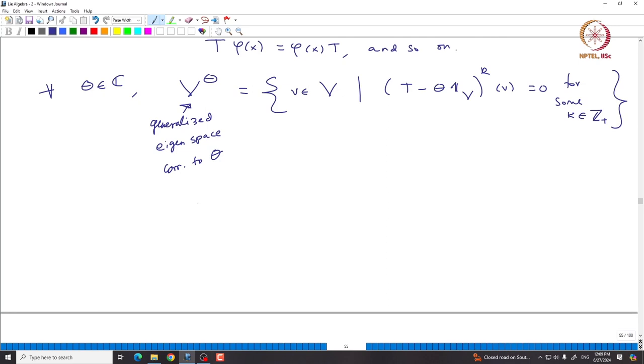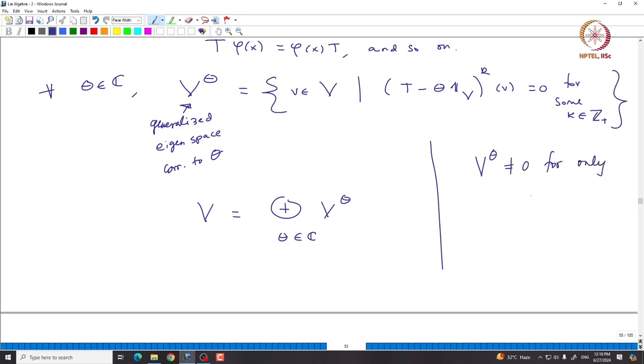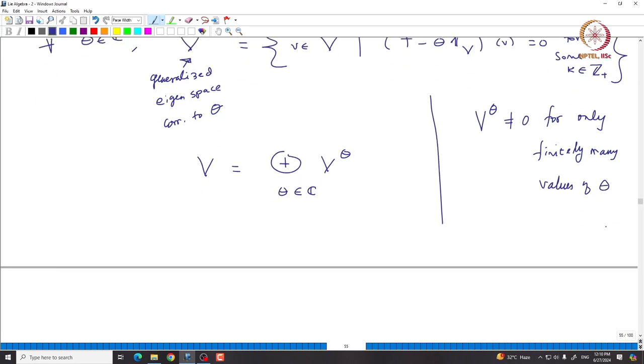So now V can be written as a direct sum of V theta for various theta. Obviously V theta could be 0. Whenever V theta is non-zero, that will be called a generalized eigenspace. Anyway, the zero space, we do not care. So V theta will be non-zero for only finitely many values of theta, because V is finite dimensional.